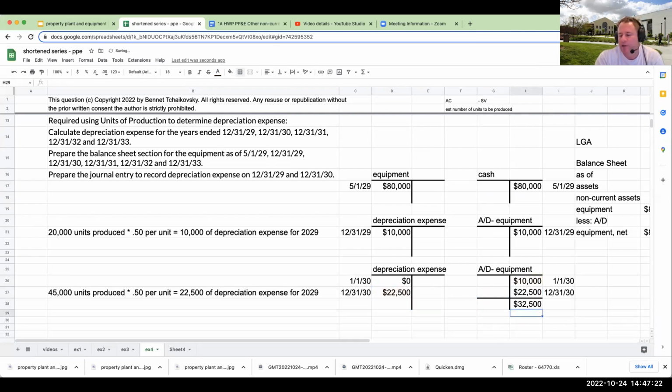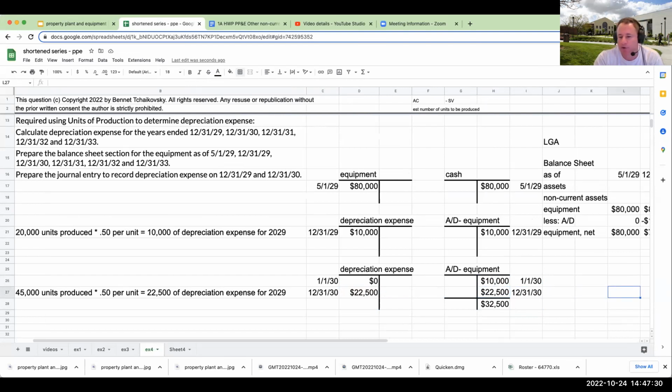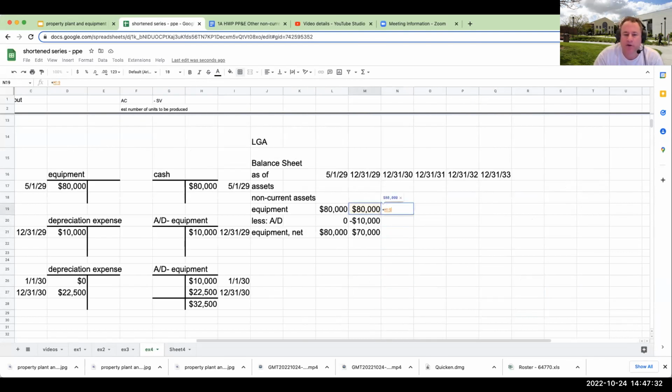So my total balance in the accumulated depreciation on the equipment is my beginning balance from the prior period plus the depreciation from the current year. So over here, my balance sheet looks like this. Now, that's 32.5, not 22.5. So this is 12/31/30, the ending balance. This is what goes to my balance sheet.